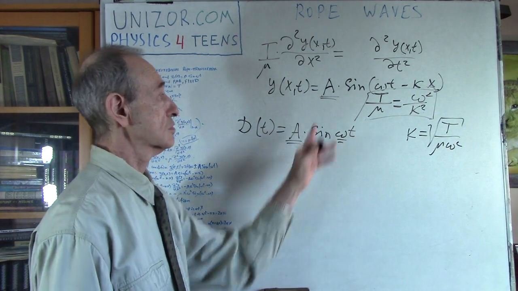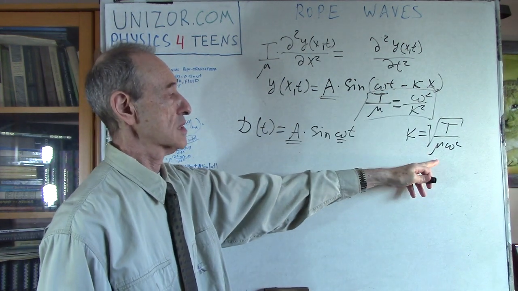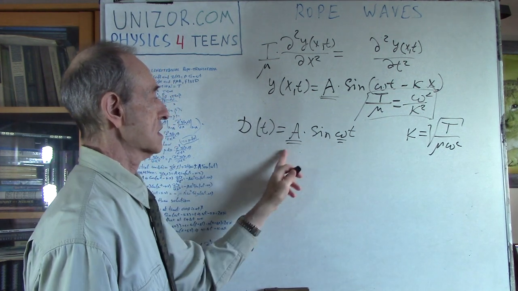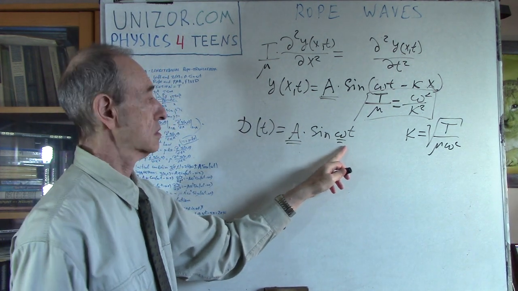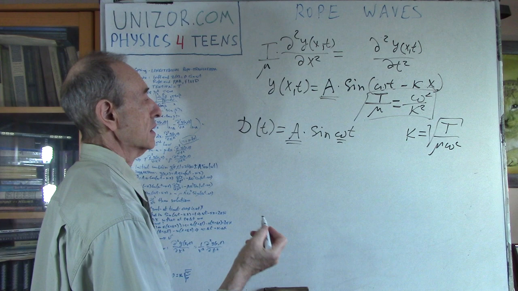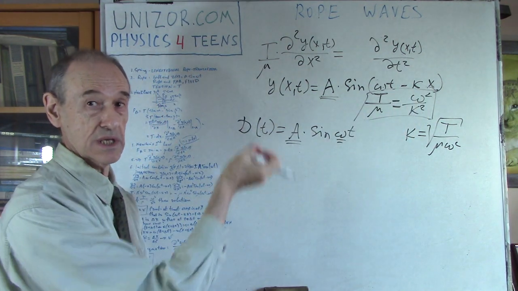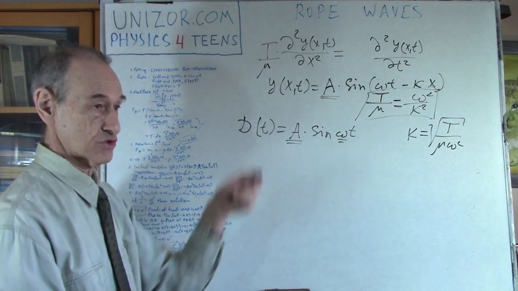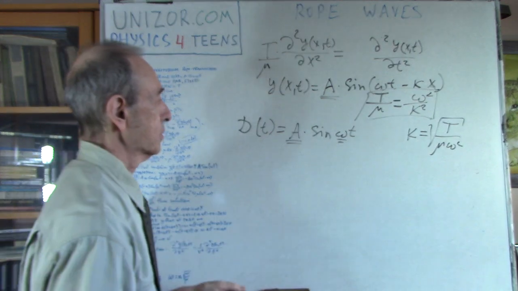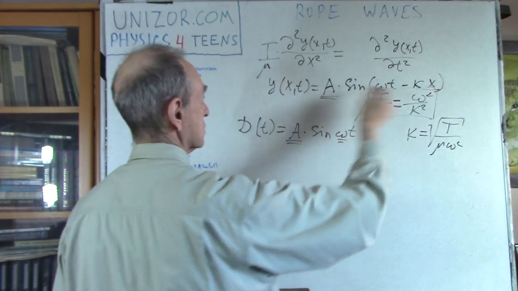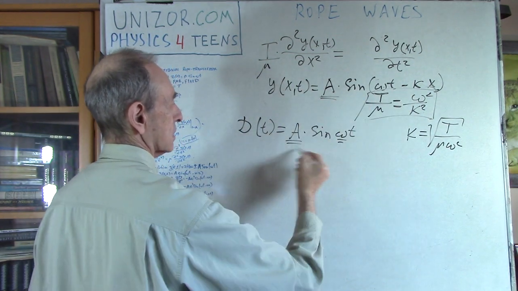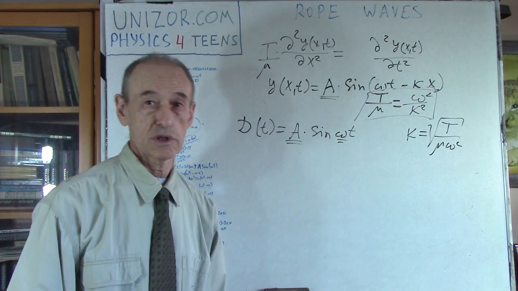So all you need to do is choose k which satisfies this, if this is my initial condition, and that would be fine. If x is equal to 0, that's the beginning of the rope, the one I'm actually moving up and down. So if x is equal to 0, this function is exactly this, and that's my initial condition.